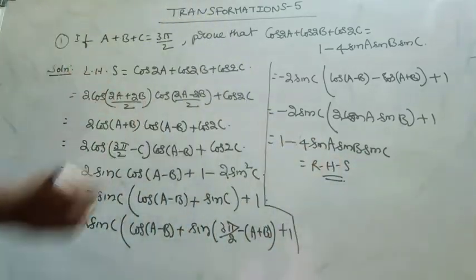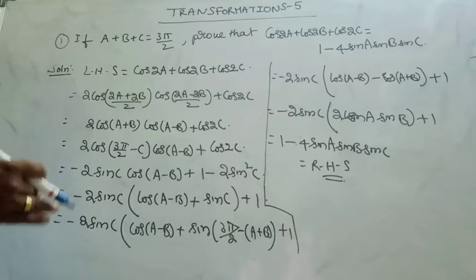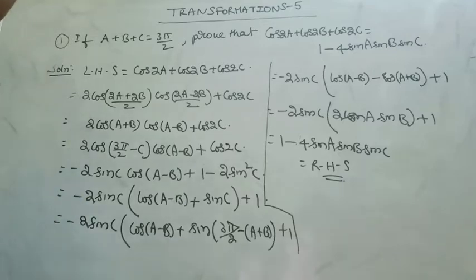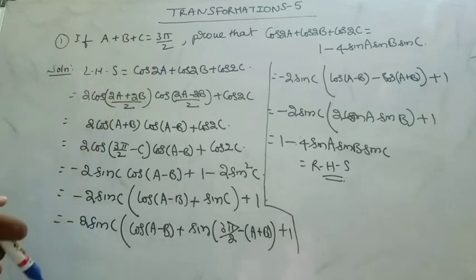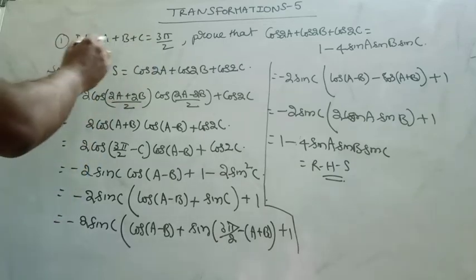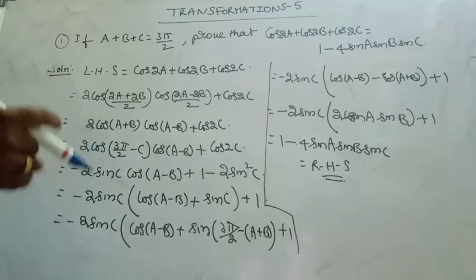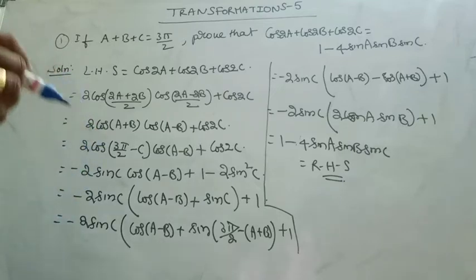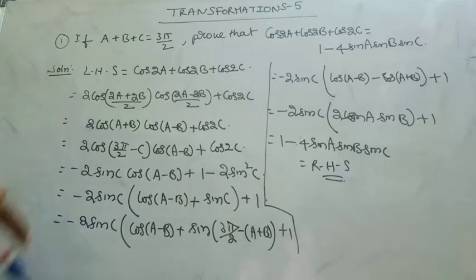We have taken beautifully the left hand side part and we have got the right hand side part in such a very nice way, right, my dear students? Here you have taken the left hand side part and you proved the right hand side part. However, the condition is a plus b plus c is equal to 3 pi by 2, and then we have got cos 2a plus cos 2b plus cos 2c is equal to 1 minus 4 sin a sin b sin c, in this beautiful way.